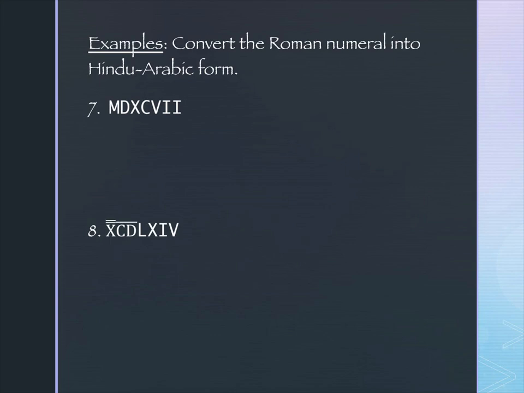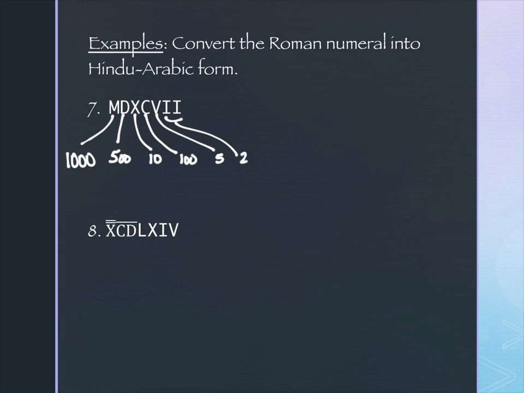So the first one, MDXCVII. Again, this may be overkill for you based on your exposure, and if so, don't worry about writing it all down, but I'm going to write it all down. I'm going to write down each of the numbers that are present here. So M is the number 1,000. D is the number 500. X is 10. C is 100. Audience participation time. V is 5. And then the II is 2.